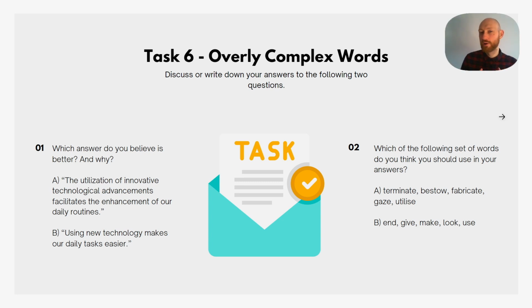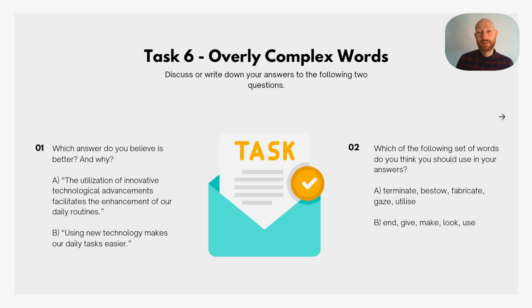Now, do not get me wrong. I want you to use advanced words, complex words in your IELTS exam. But remember, you don't have to do it for every single answer. And when you do it, it has to be used appropriately. Now, looking at these two answers, I hope you've all got this correct. B is the correct one because it's a lot simpler, makes more sense, and we're not using fancy words for no reason.